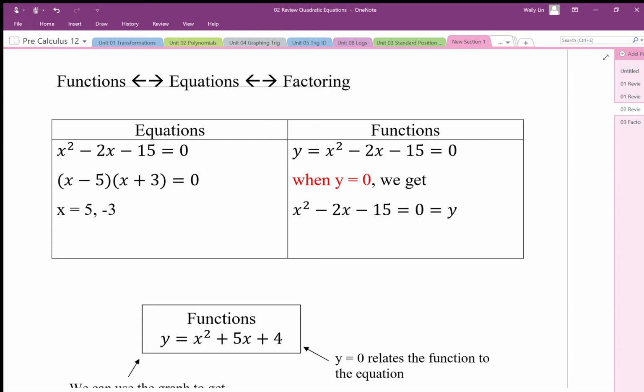So an equation is when we have an expression equal to 0, like x squared minus 2x minus 15 equals 0. We need to solve this and find x. So we end up having an answer for x.